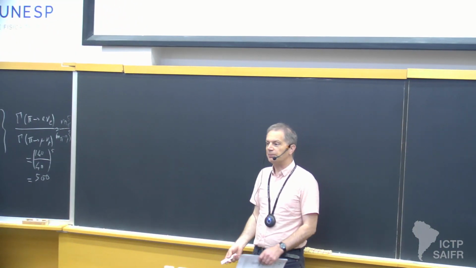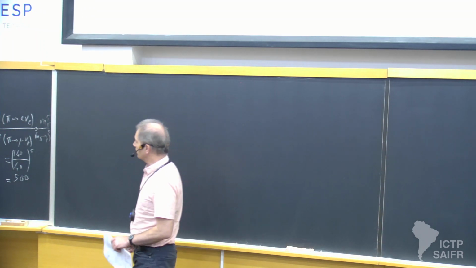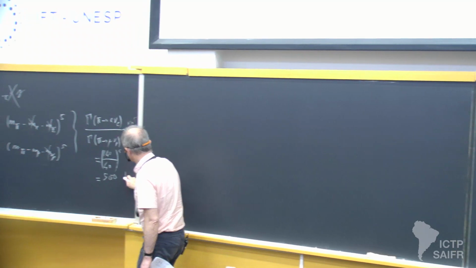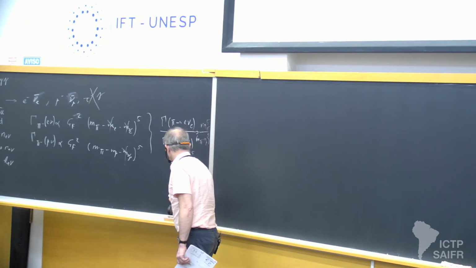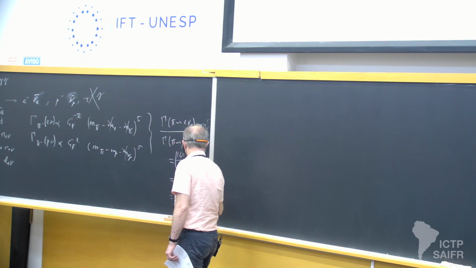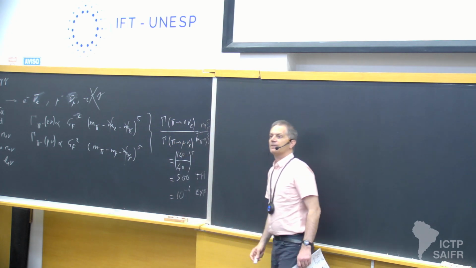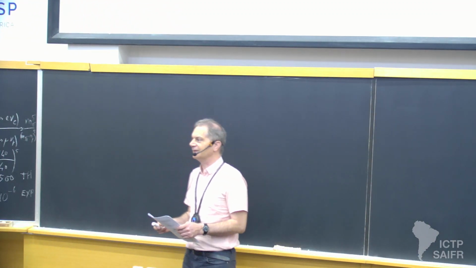So now you open the particle data book, you know, these things have been measured, and what you find is just the opposite. Right? So that's the theory. Theory is telling you that it's 500, and the experimentalist is telling you that it's something like 10 to the minus 4. So there is a big discrepancy. We are missing something. Right?